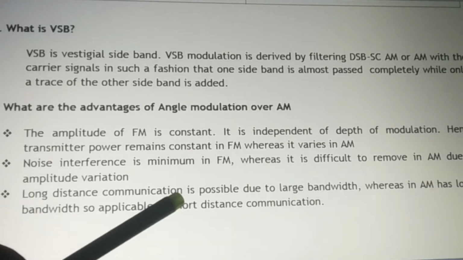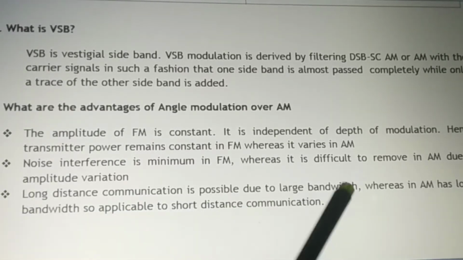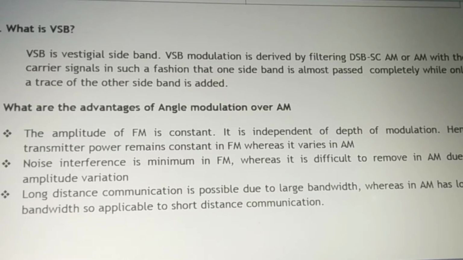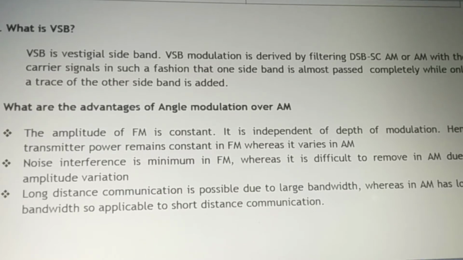Long distance communication is possible in FM due to large bandwidth, whereas AM has lower bandwidth, so it is applicable to short distance communication.